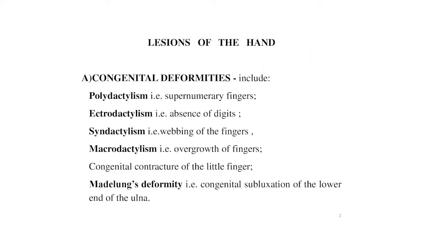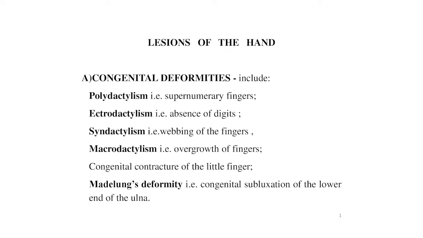First we will see the congenital deformities. Congenital deformities include polydactylism, that is supernumerary fingers, ectrodactylism, that is the absence of the digits, syndactylism, that is the webbing of the fingers, macrodactylism, that is the overgrowth of the fingers, congenital contracture of the finger, that is Madelung's deformity, that is the congenital subluxation of the lower end of the ulna.